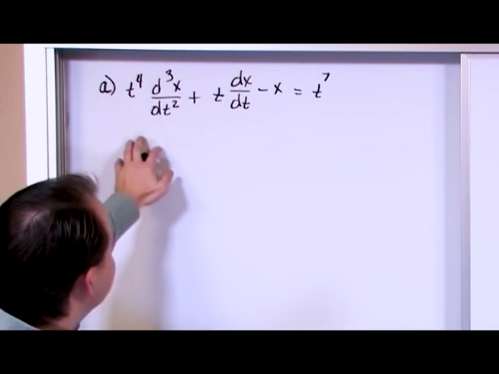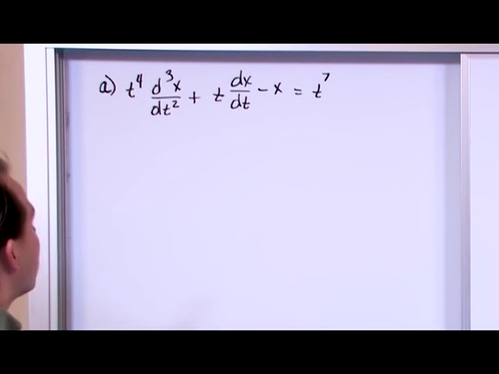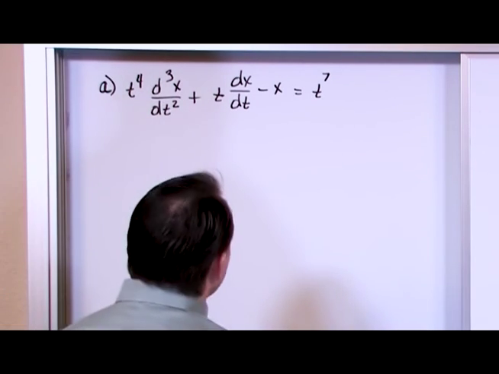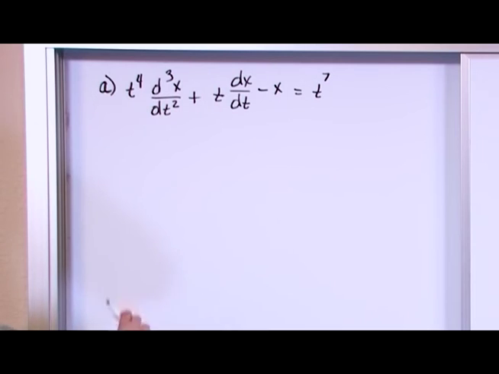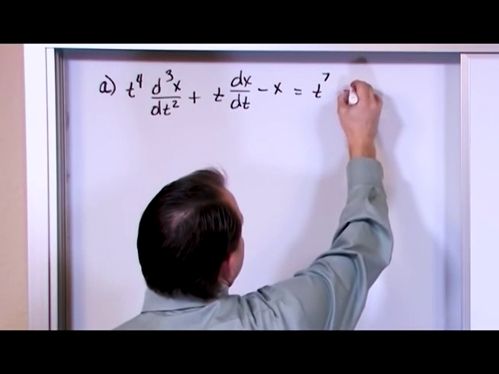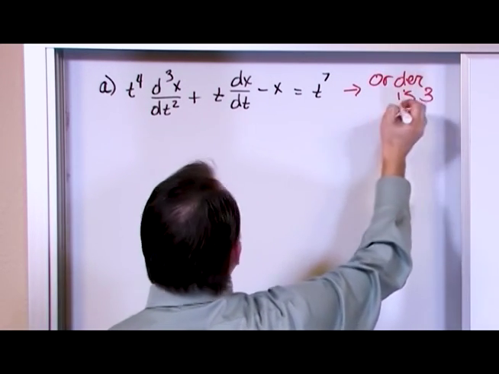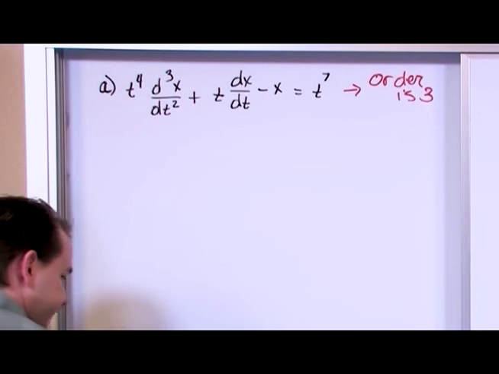So we're going to devote a lot of time in this course to getting our skills up so we can do these kinds of problems. But for now, forget about that. What is the order? The order is simply the highest derivative you have. In this case, we have a first derivative here, we have a third derivative here. So the order is 3. That's a third order differential equation.